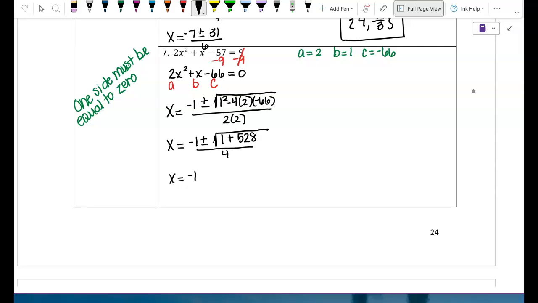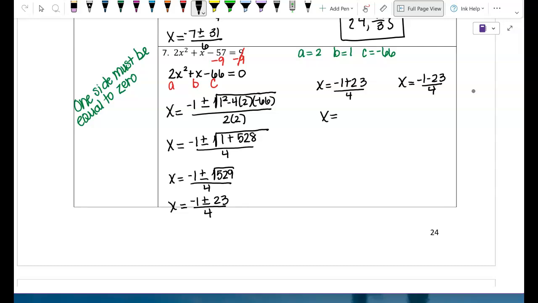So x equals negative 1 plus or minus the square root of 529, divided by 4. Now, it's not always going to happen. This set of examples all happen to come out as perfect squares. We will see some examples tomorrow where that's not the case. But here, this again is a perfect square. This is negative 1 plus or minus 23, divided by 4. So I have x equals negative 1 plus 23 divided by 4, and x equals negative 1 minus 23 divided by 4.